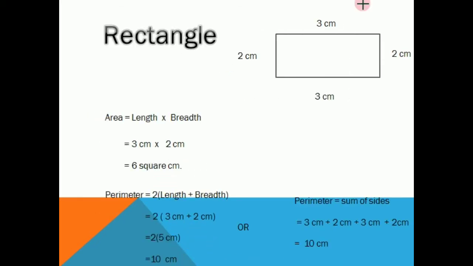Now let us learn how to find out the area and perimeter of rectangle by formula. So formula to find out the area of a rectangle is equal to length into breadth. So length is 3 centimeter here, this is length, and breadth is 2 centimeter. So 3 centimeter into 2 centimeter is equal to 6 square centimeter is the area of this rectangle.